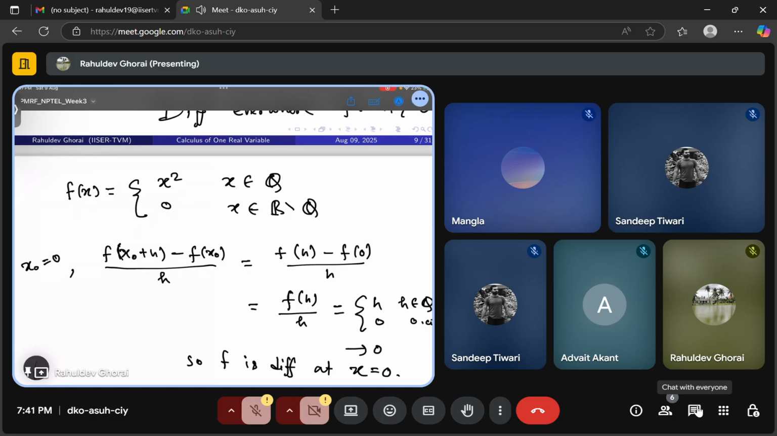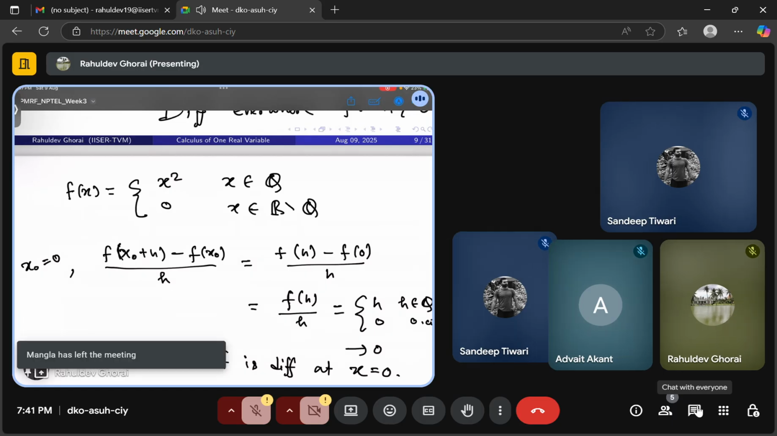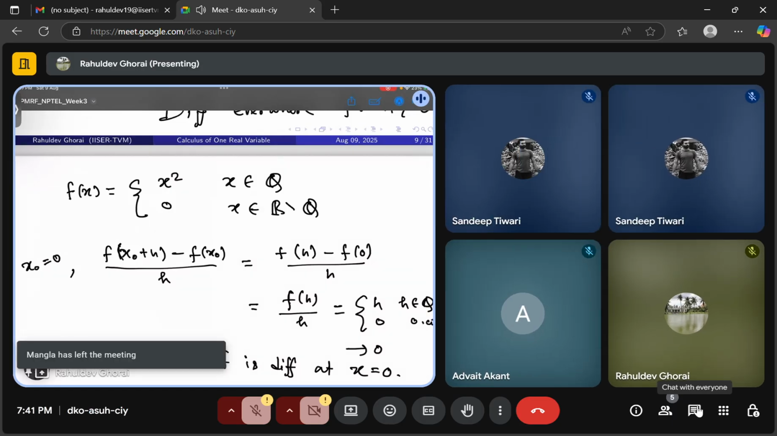Now what is f of h? f of h can be h square, if h is rational, so h square over h will be h, and if h is an irrational number it will be 0. So the function is either h or 0, but as h is tending to 0, 0 will also converge to 0, h will also converge to 0, so this function will converge to 0 as h tends to 0. So we have a limit, because the limit exists and it is 0. So it is differentiable at x equal to 0. Is it okay?